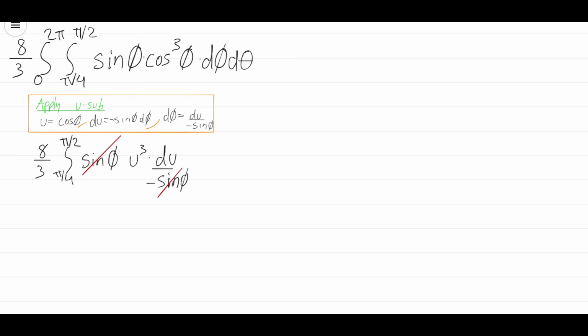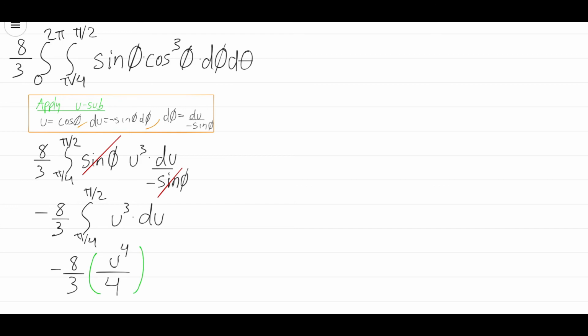So we can cancel out the negatives, we can cancel out the sine phi's, and we can pull the negative sign out. So negative 8 over 3, integral from pi over 2 to pi over 4, u cubed times du. So now we're going to integrate this now that we have it in terms of u. So our u integrated is 8 over 3, u to the 4th over 4, bounded from pi over 4 to pi over 2.